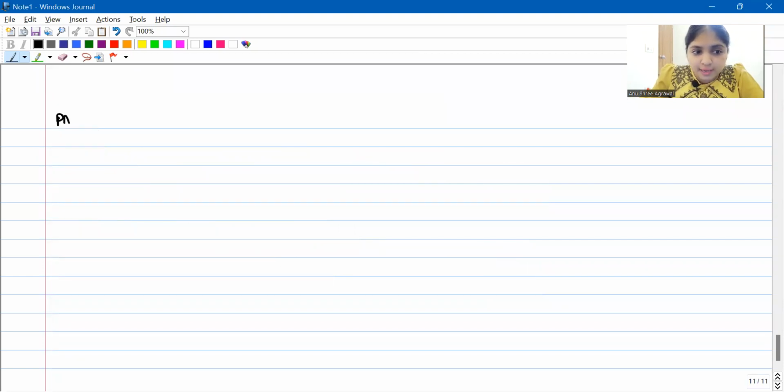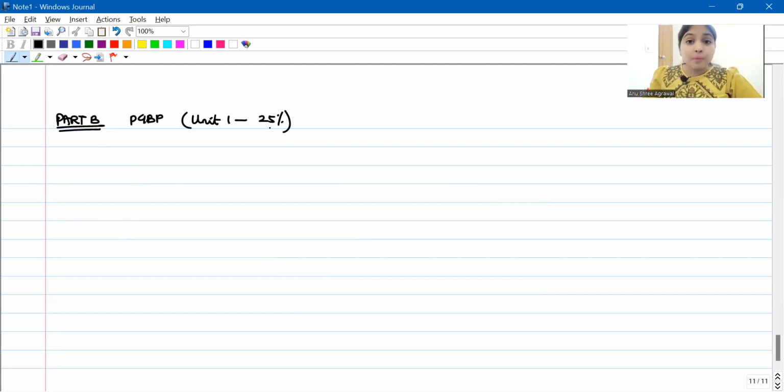Now write down the heading part B. Part B, PGBP, in brackets write down unit 1, 25% of the property. The portion which is self-occupied for business or profession will be assessed under PGBP. What you will do over here is, you will see what is your business income. From the business income, you will subtract all expenses relating to this unit. Story over. Simple as that.